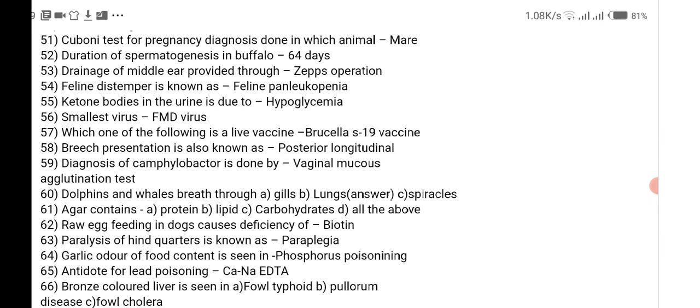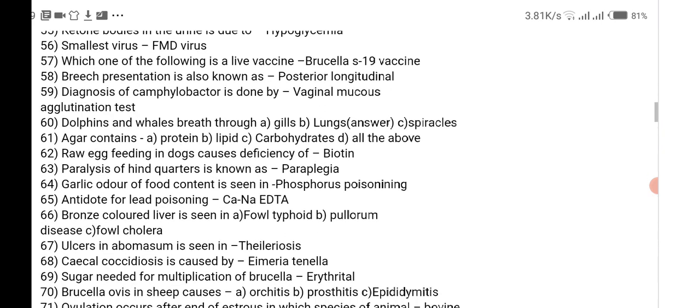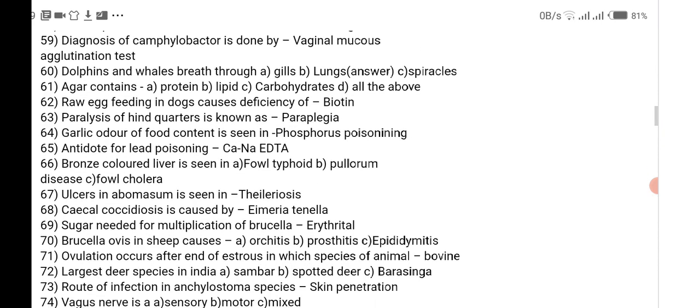Raw egg feeding in dogs causes deficiency of biotin, as raw eggs are deficient in biotin. Paralysis of hindquarters is known as paraplegia. Garlic odor of food content is seen in phosphorus poisoning. Antidote for lead poisoning is calcium sodium EDTA.